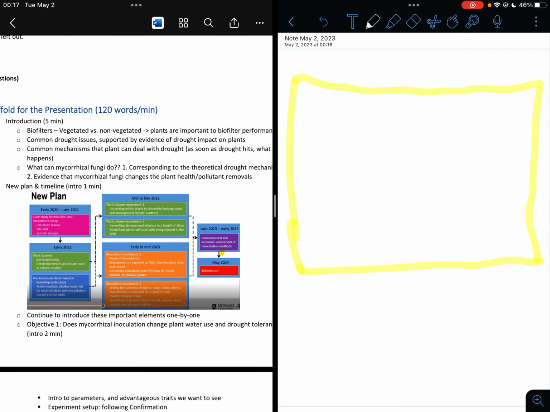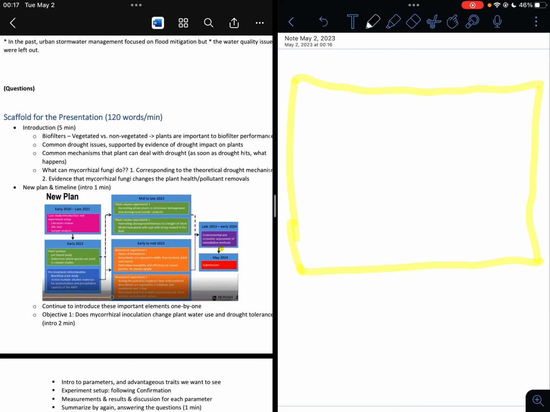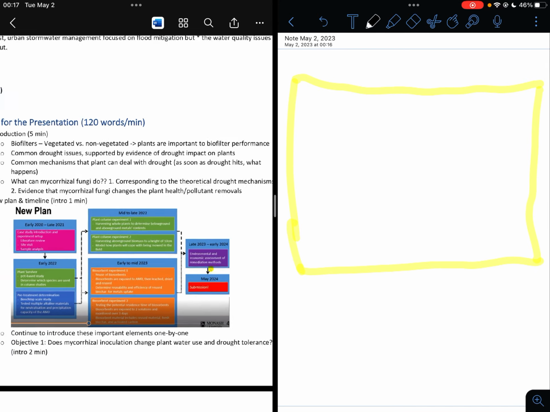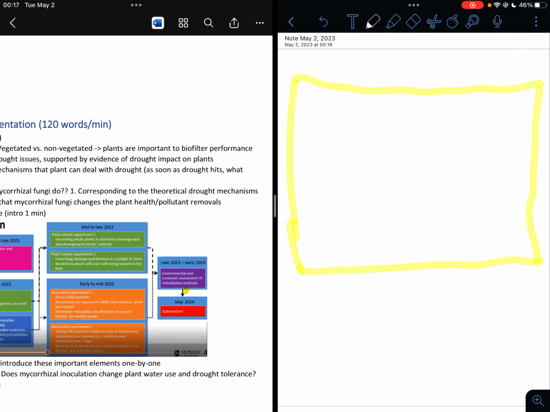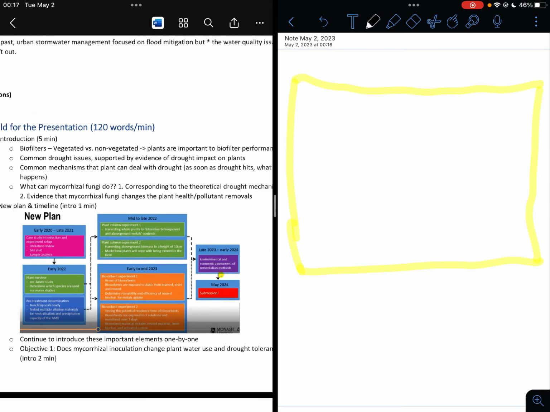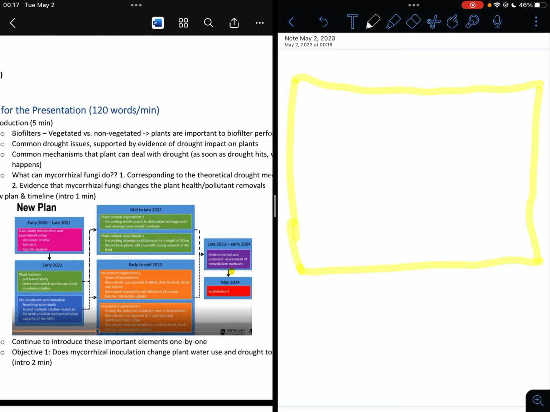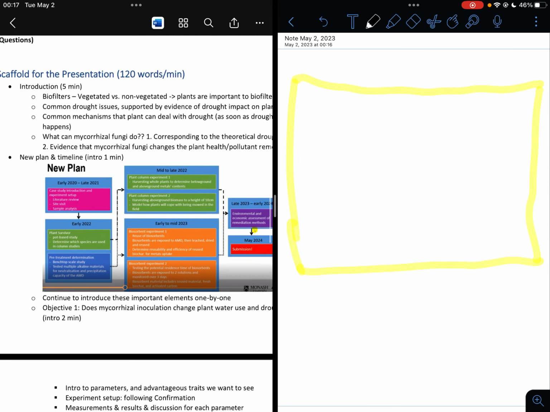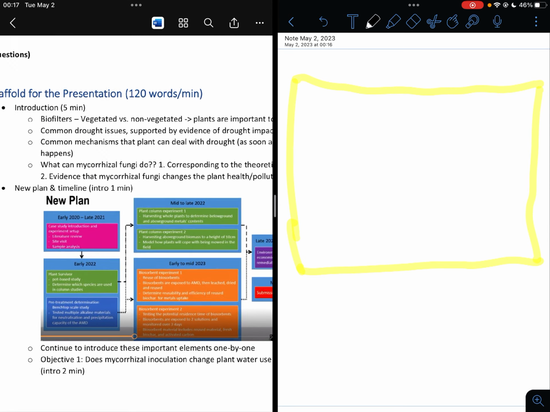So we have proceeded to "What can mycorrhizas do?" Firstly, we've introduced the theoretical drought mechanisms, and secondly, we need evidence that mycorrhizal fungi change the plant's water use. So that has been done. And then we have raised a few research questions.